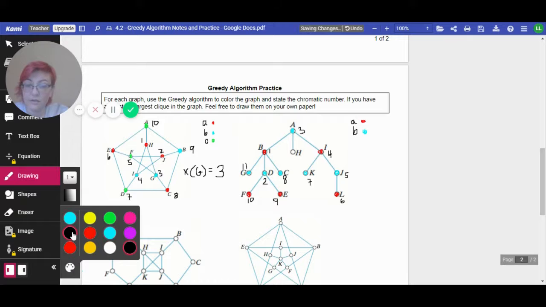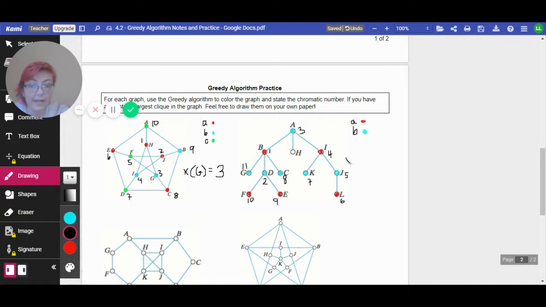So then, the chromatic number of this graph, X of G, equals 2. Moving on.